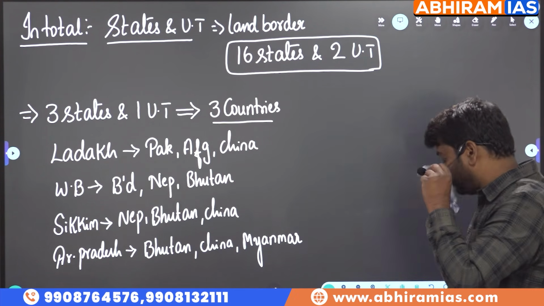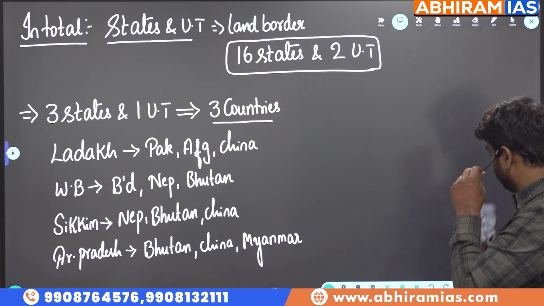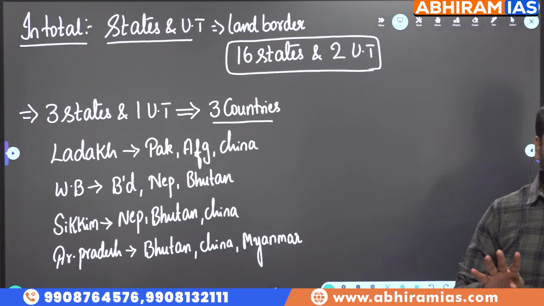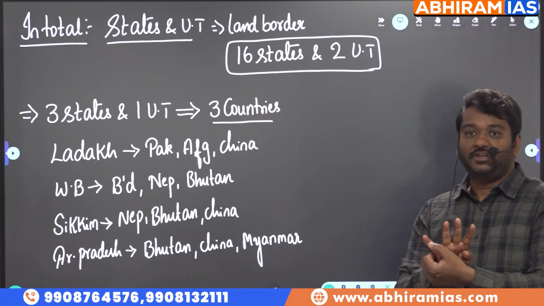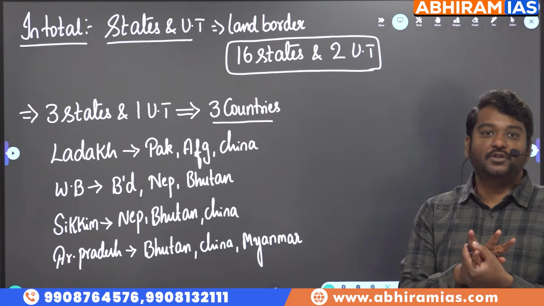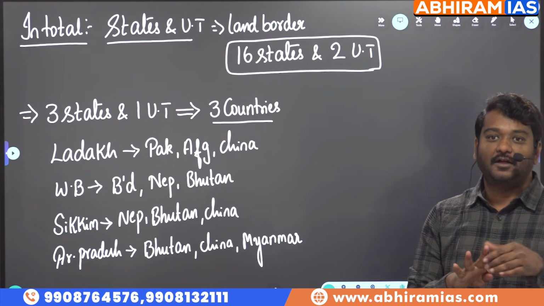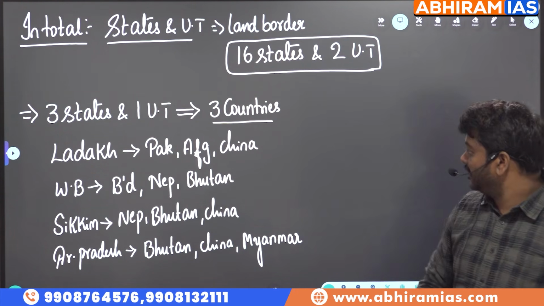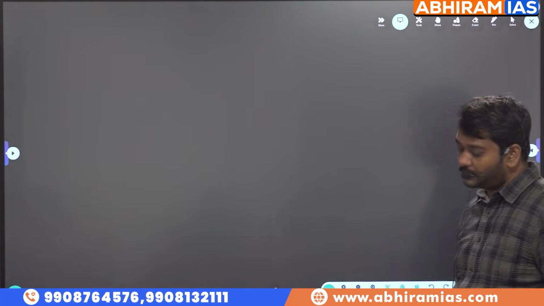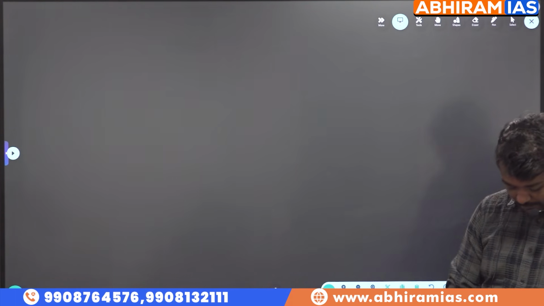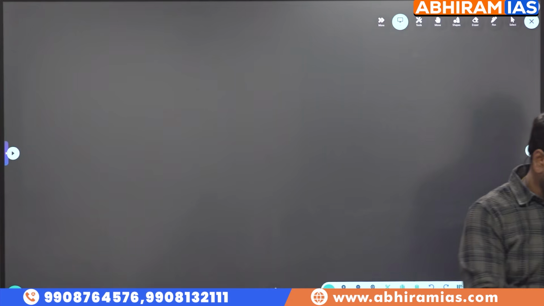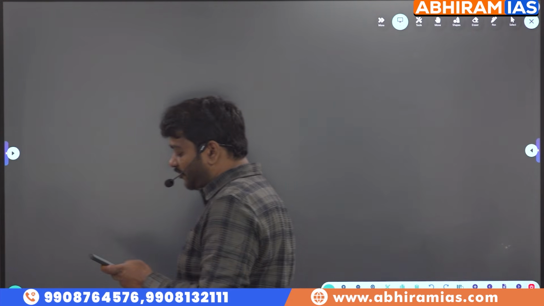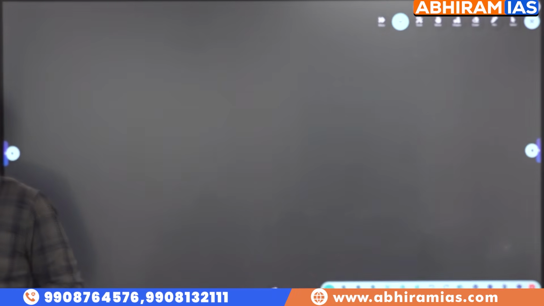Coastline. How many? 9 states and 4 union territories. Which are the 4? Puducherry, Daman, Dadra, Nagar Haveli, Andaman and Nicobar, Lakshadweep. You write below: 9 states and 4 union territories have coastline.